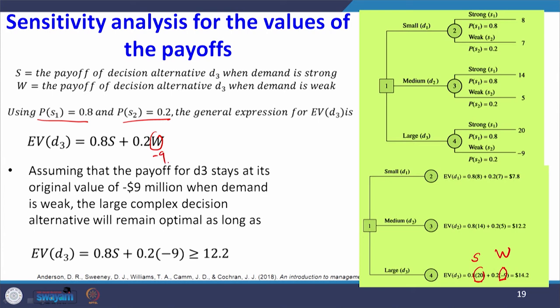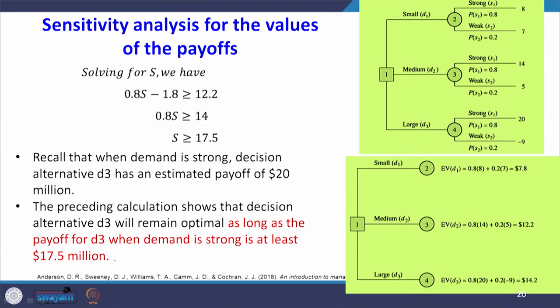Minus $9 million when the demand is weak. So, the large complex decision alternative will remain optimal as long as this expression, 0.8 × S + 0.2 × (−9), is greater than 12.2. From this equation, we can find the value of S, the payoff when there is strong demand. Solving for S, 0.8S − 1.8 ≥ 12.2. When you simplify, we get S ≥ 17.5.